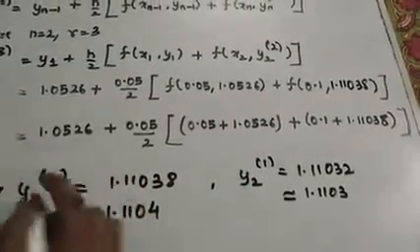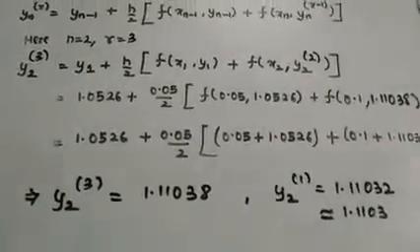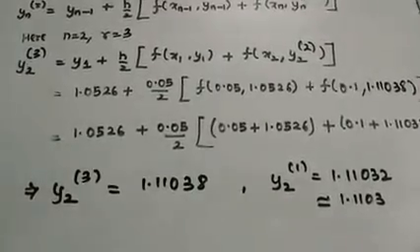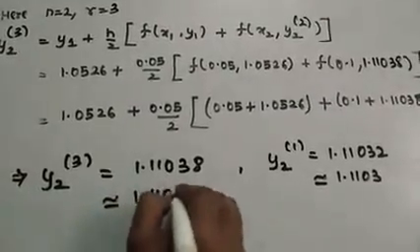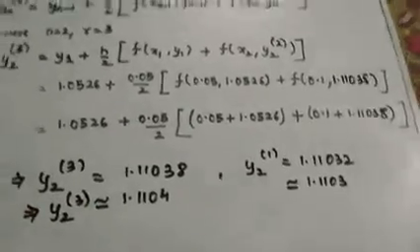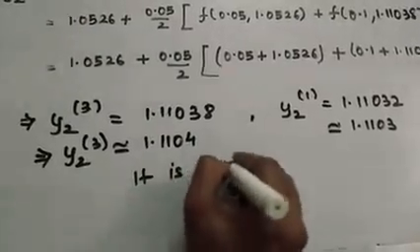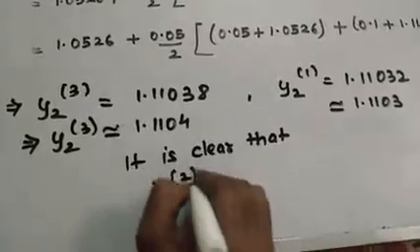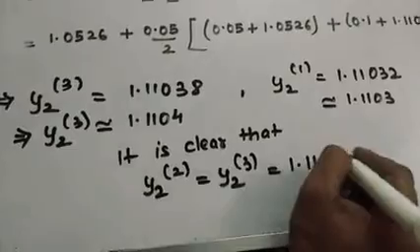y2 of 3. I'm just writing the value directly, 1.11038. If you calculate, you will get y2 of 3 as 1.11038, and if you approximate, you will get 1.1104. This is the value of y2 of 3. So again, it is clear that you will write in this way. It is clear that y2 of 2 equals y2 of 3 equals 1.1104.